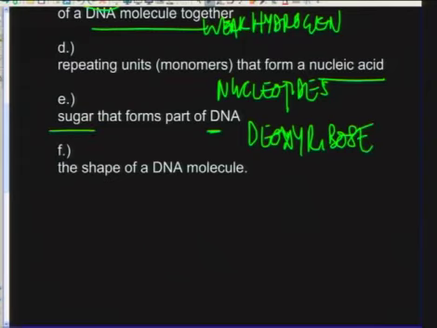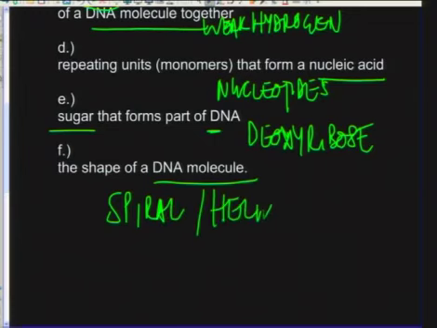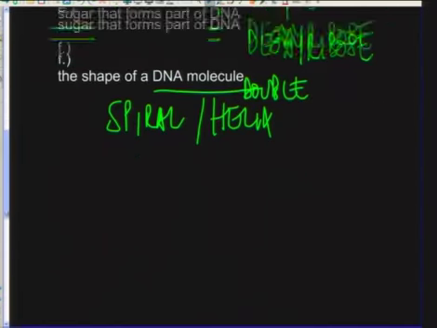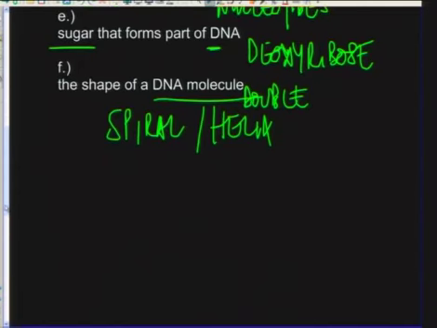The shape of a DNA molecule, you will say spiral, or you can say helix, or you can say double helix. They only asked for the shape. So we're talking of the spiral nature, the helix nature of the DNA. So can you see that's your one-word answers?